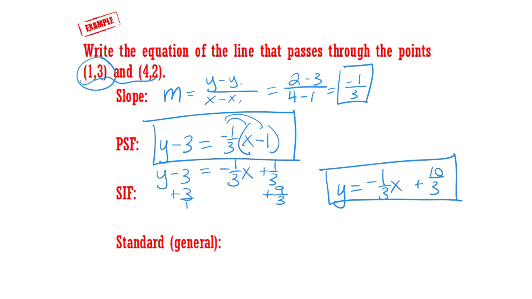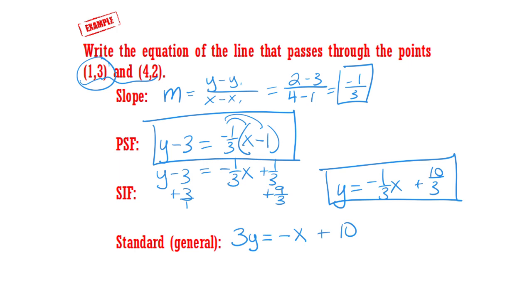Right, so now for standard form, remember, no fractions allowed. So the first thing I want to do is get rid of those fractions. So I'm looking at what the denominators are, and it looks like I'm going to get lucky here. I feel like if I just take everything times 3, then I'll get rid of the fractions. So that's going to be my game plan. I'm going to take everything times 3, which is going to get me 3y equals negative x plus 10.